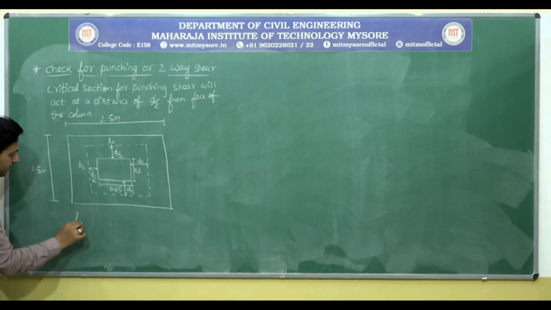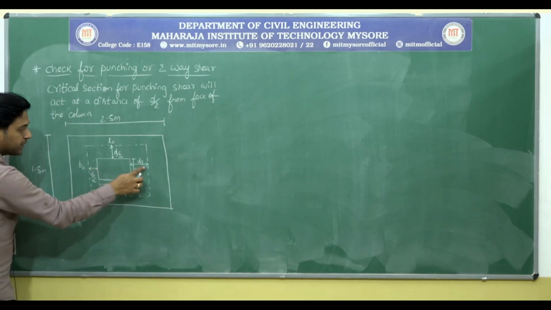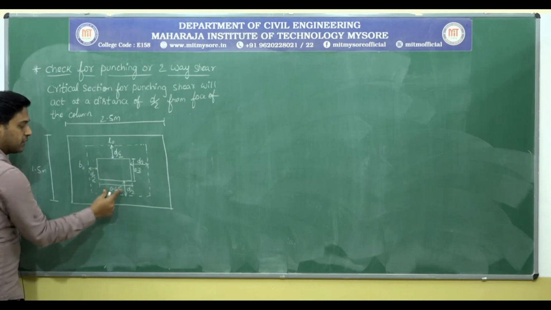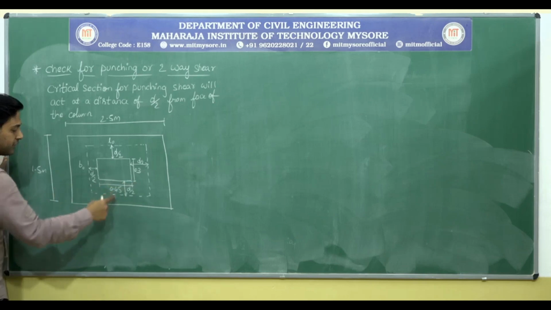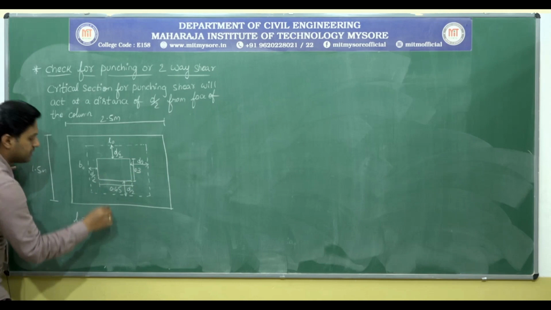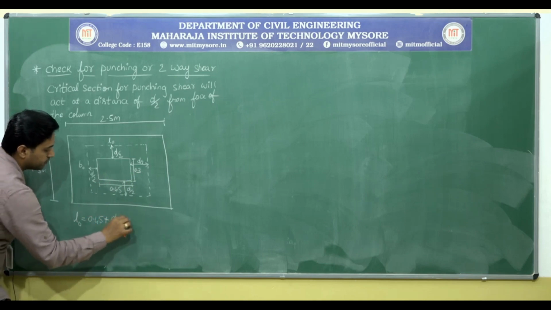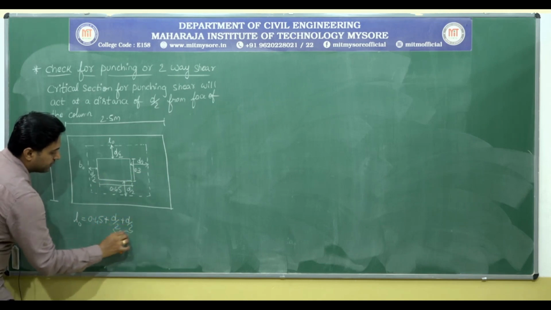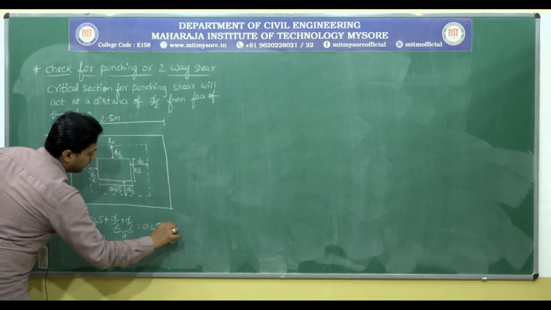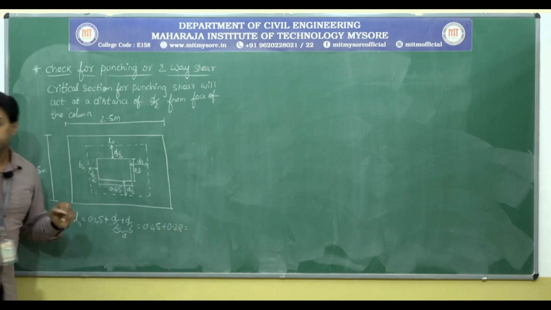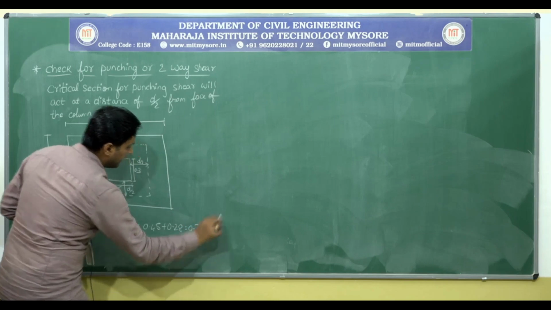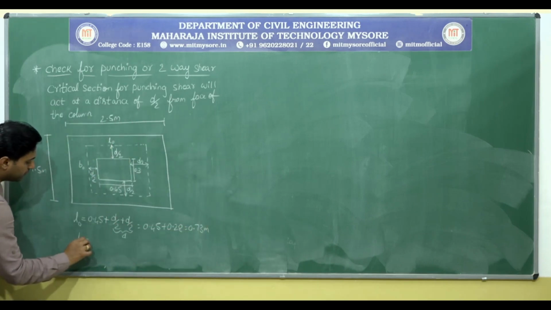So L0 is given by D by 2 plus D by 2, which is nothing but 1 times D, plus the depth of the column. So it's 0.45 plus D by 2 plus D by 2, that is 1 times D. So it's 0.45 plus 0.28. The value that I am getting here is 0.73 meter.